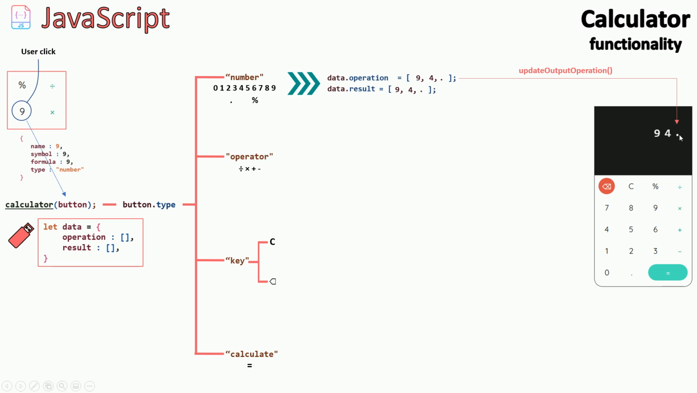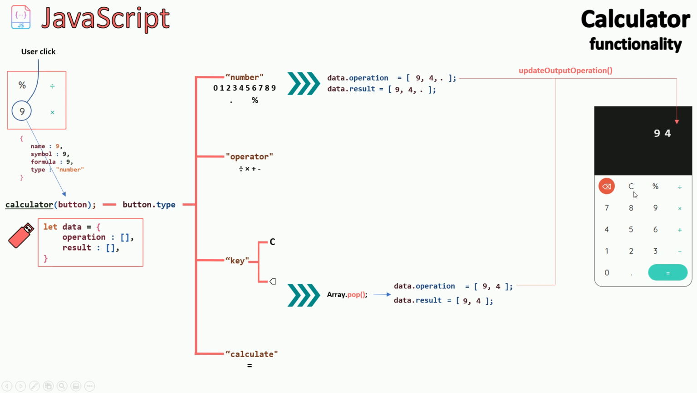Now let's say the user wants to delete this dot here, so he will go and click on this button. So what's going to happen when he clicks on the delete key here is just using the pop method here. What the pop method does is just removing the last element of an array. So for example, if I say data.operation.pop or data.result.pop, and then if I take a look on these operations, this is what I will get. So the dot is not there, the last element is not there anymore. And of course, after I updated the operation array, I also need to update the output operation element.